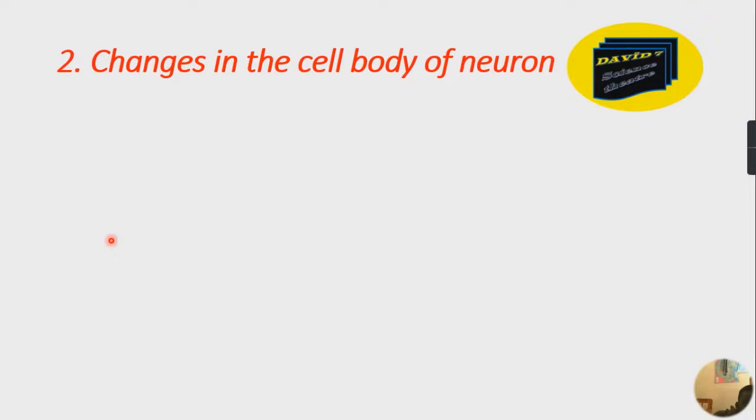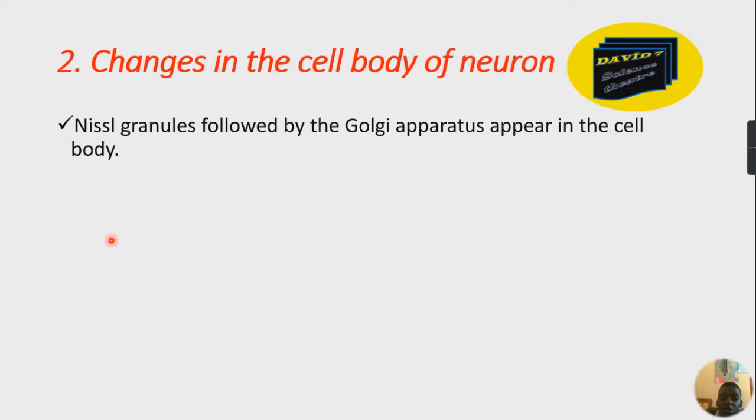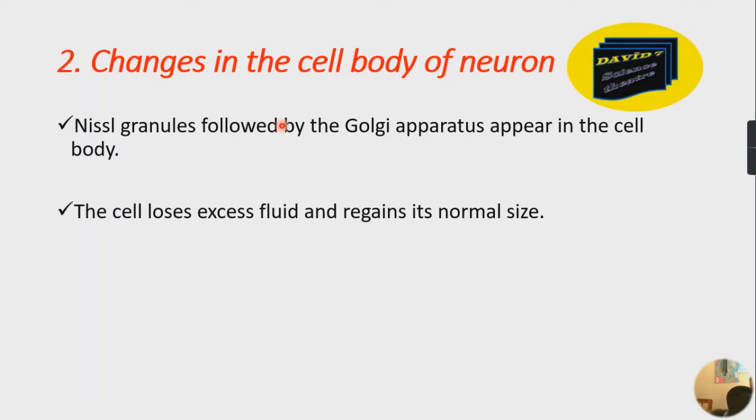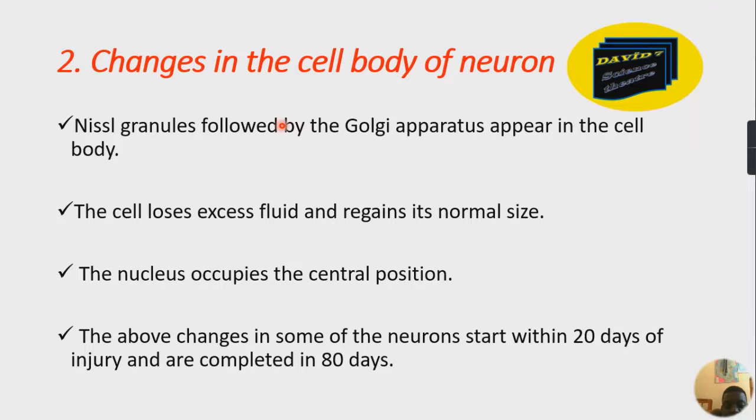So what are the changes in the cell body of the neuron during regeneration? The previous ones were changes in the axon during regeneration. Now we're going to the changes in the cell body when there is regeneration. First, Nissl granules followed by the Golgi apparatus will appear in the cell body. Because Nissl granules represent protein synthesis, they will appear first. We need proteins that synthesize enzymes and other material which will be important in regeneration. Now the cell loses excess fluid and regains its normal size. That is occurring in the soma. The nucleus now occupies a central position, and the above changes in some of the neurons start within 20 days of injury, and by 80 days they will be completed.